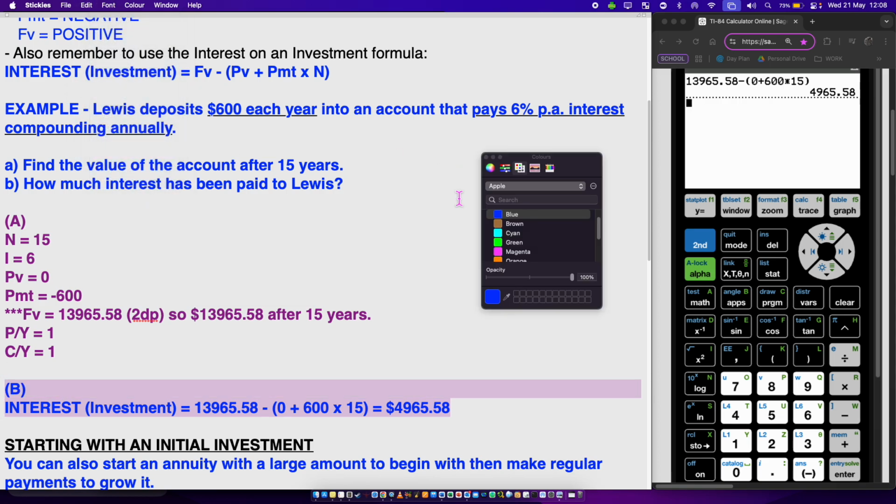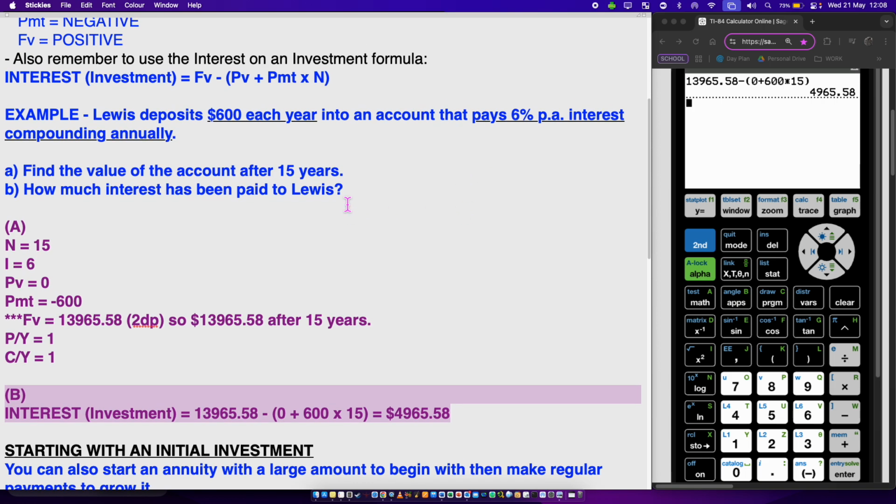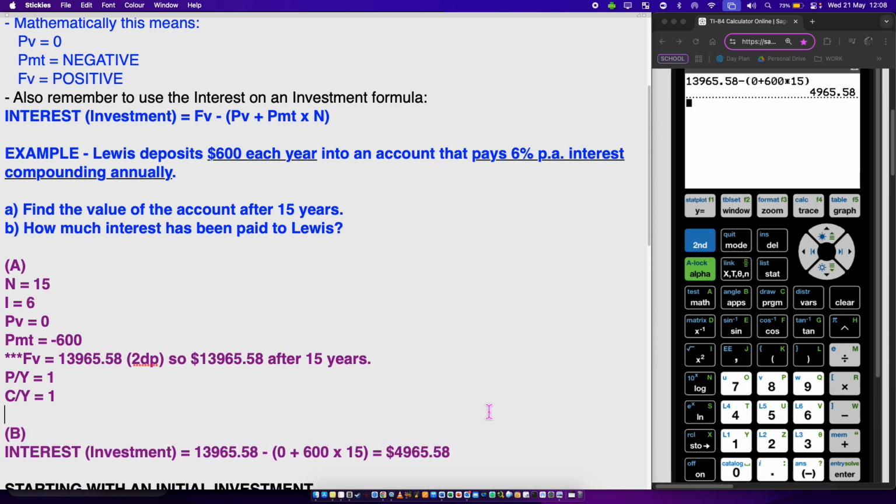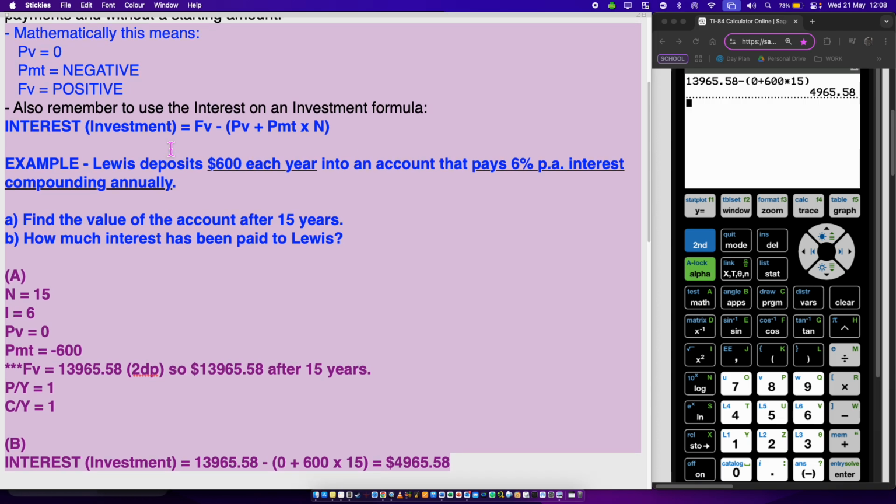Okay? So in purple, that's the example of an annuity starting with nothing. Can you get that down, please, in the next few minutes? And then I'll do one that starts off with something, and then we're done for today.